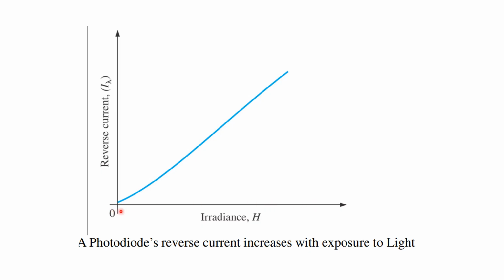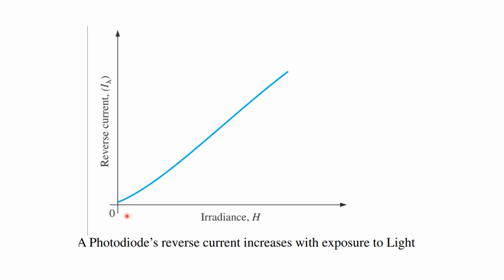See here, the x-axis is radiance and the y-axis is reverse current. While we are increasing the illumination, the light energy, the reverse current increases. It is directly proportional, a linear relationship. Here we will observe there is a small amount of current irrespective of the radiance, even when the illumination is zero. That means there is no light falling on the junction, but there is a small reverse current because of the movement of the minority charge carriers.